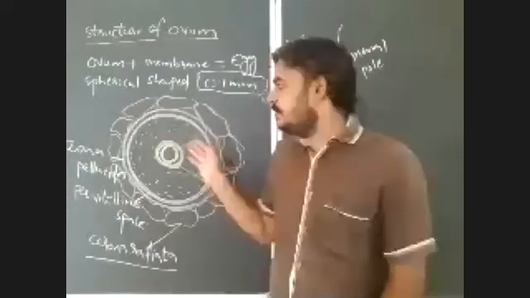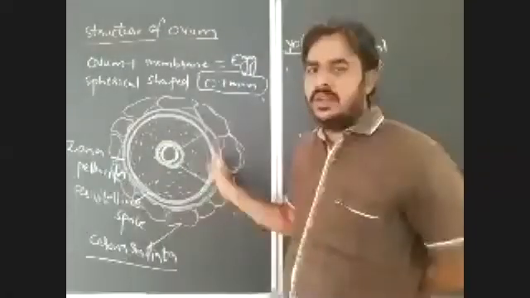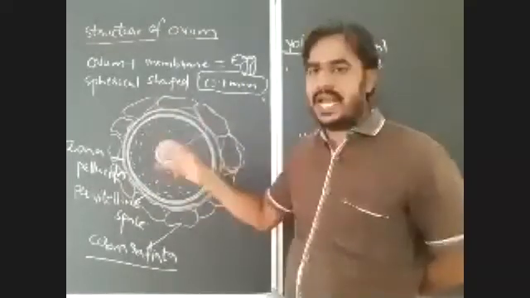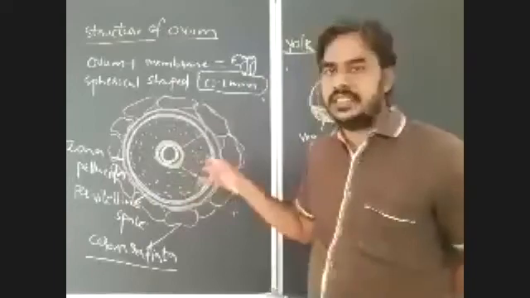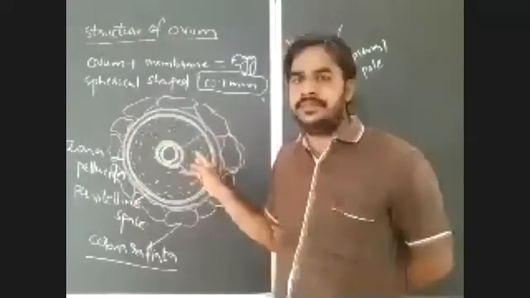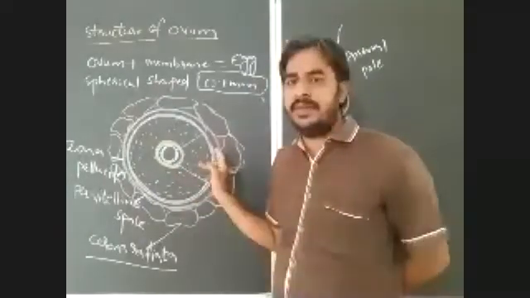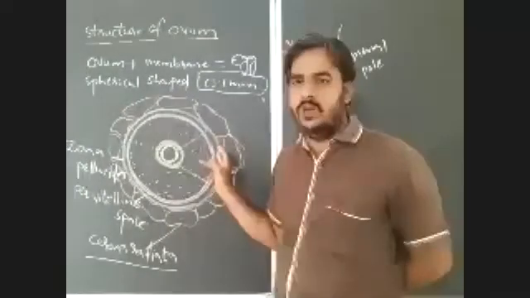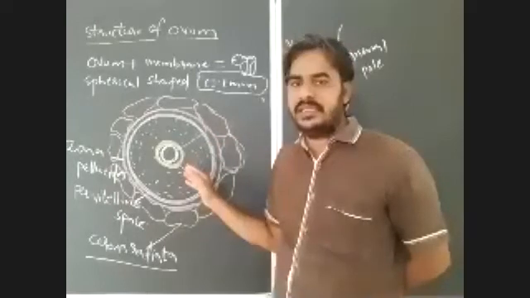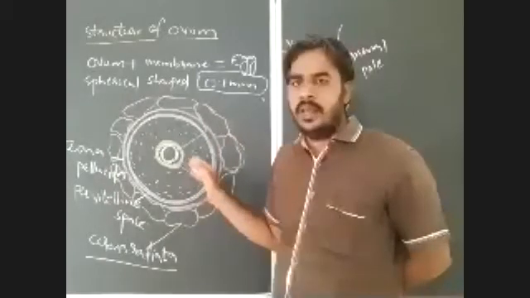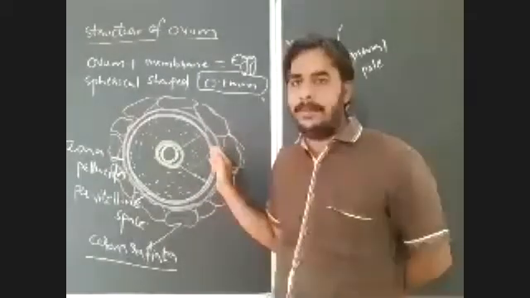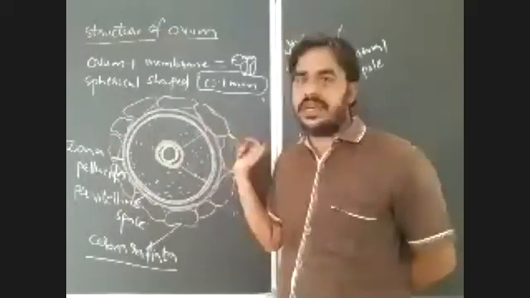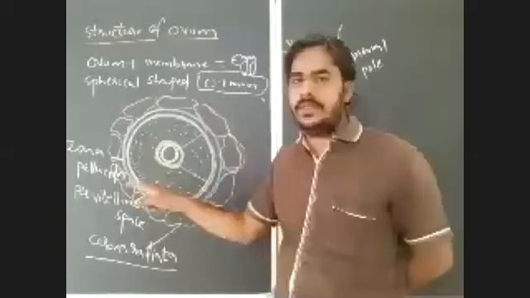If you observe the ovum, the cytoplasm present in the ovum is known as ooplasm, and the plasma membrane present in the ovum is known as oolemma. The cytoplasm is ooplasm. The plasma membrane is oolemma. And outside this oolemma, there is the first protective membrane, that is zona pellucida.